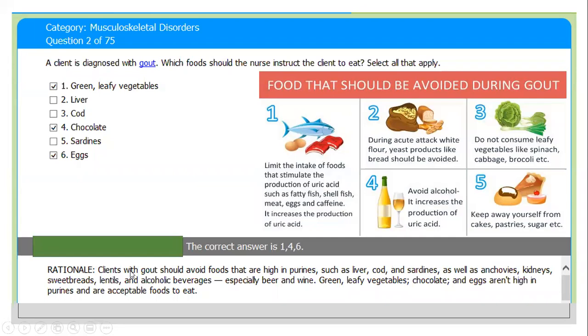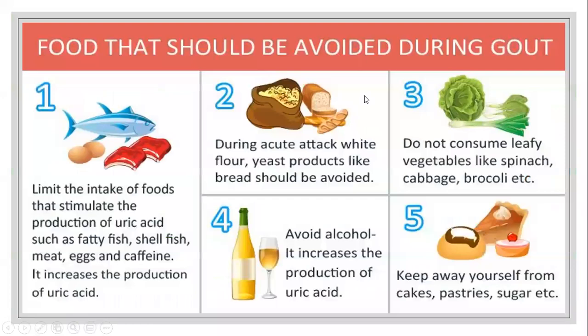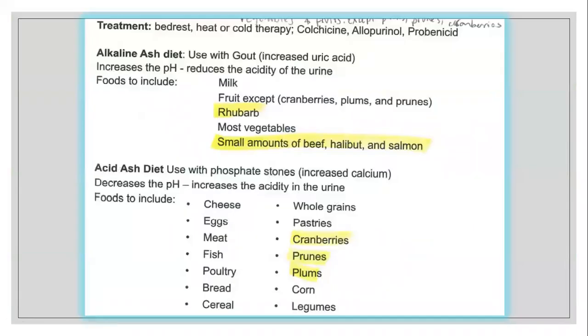The rationale says a client with gout should avoid foods that are high in purine, such as liver, cod oil, sardines, as well as kidney, sweetbread, lentils, and alcoholic beverages, especially beer and wine. Green leafy vegetables, chocolate, and eggs are not high in purine and are acceptable foods to eat. So next, it is the same thing, it looks bigger. Here we have a list of food.